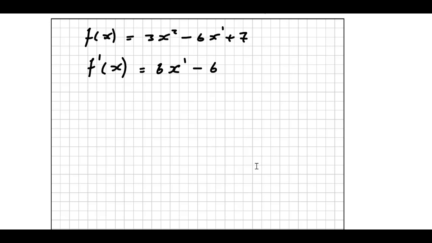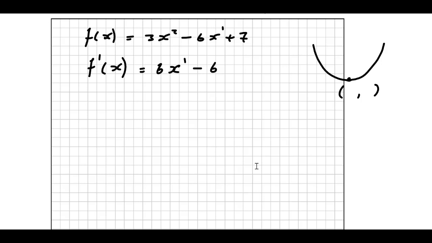So we want to find the local minimum point. Now remember, this f of x is a quadratic, and it's going to look like this. It's a parabola. So it has a minimum point down here somewhere. We've got to find the coordinates of that point. We've got to find what the x and y values are.